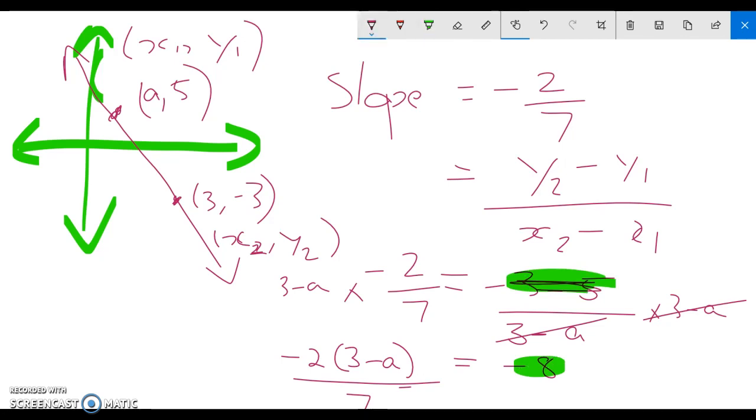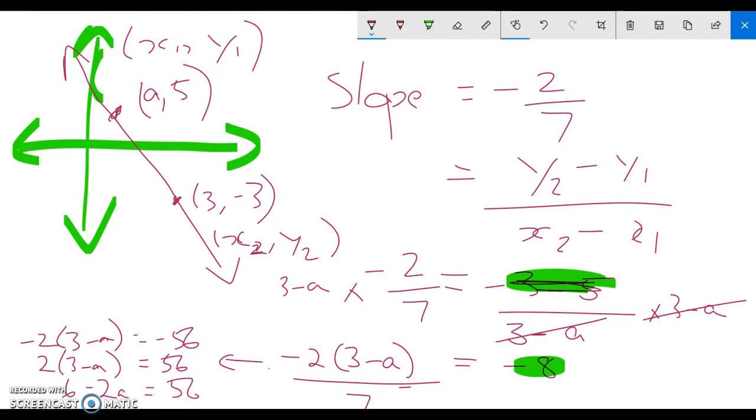Alright. And then I can multiply both sides by 7. So if you don't mind, I'm going to do it over here. -2 outside 3 take a equals -56. Alright. So 2 outside of 3 take a equals 56. 6 take 2a equals 56. So now we can just do the arithmetic. Alright, and get a on its own, which you can do, but might as well do it. 56 take 6 equals 50, so a equals 50 divided by -2.